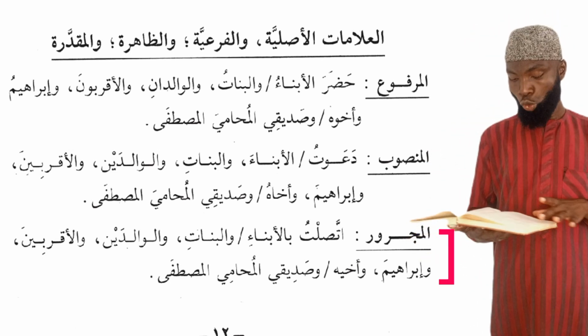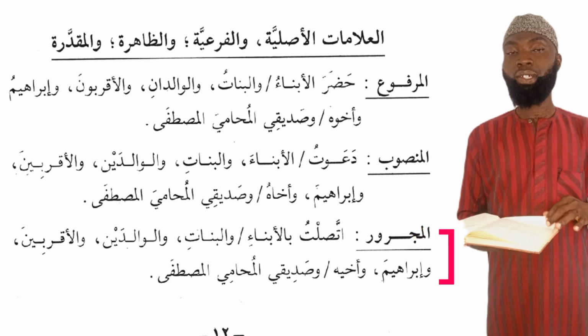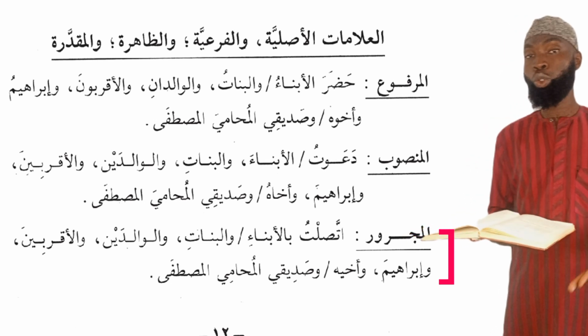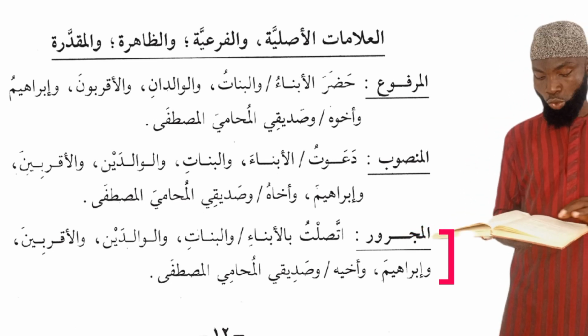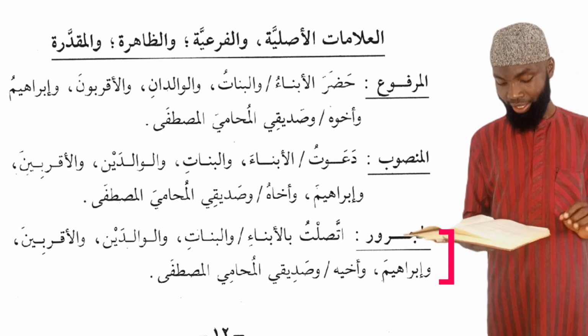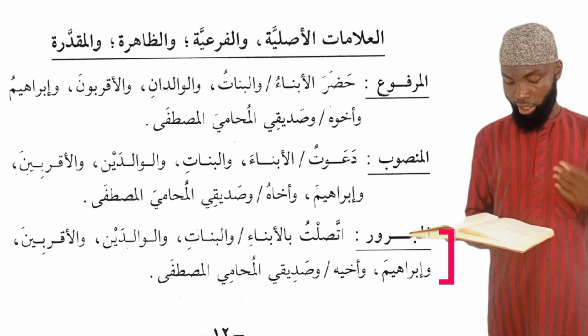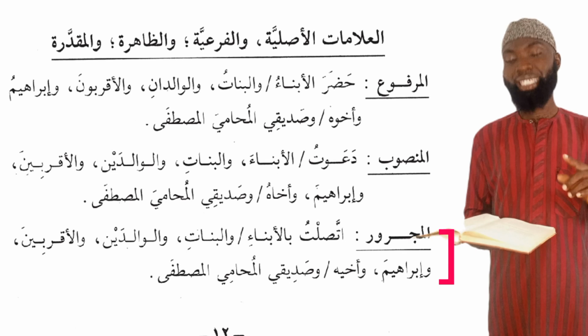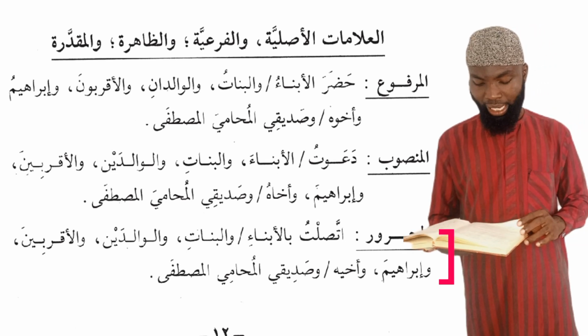Now we have under al-majrur, under the genitive, we have ittasaltu bil abna. I connected with the children. So bil abna'i, the sign is kisra. Wal banati, the kisra. Wal walidaini, the sign is ya. Wal aqrabina, the sign is ya.